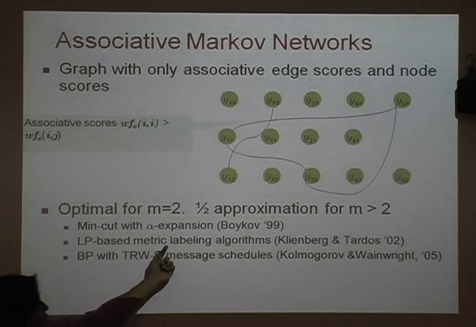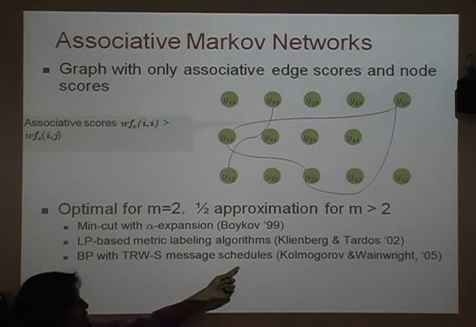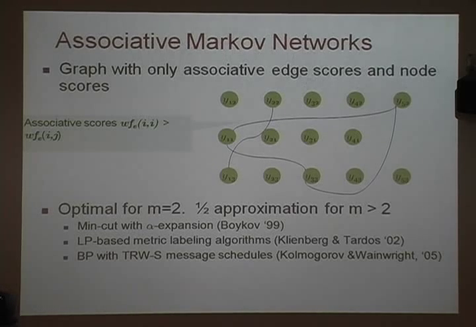Then there was this very nice piece of work in 2005 by Kolmogorov and Wainwright, where they showed that even the vanilla belief propagation algorithm, which normally gives you no guarantees of optimality, will give you the exact solution provided you do message passing in a particular stylized way, like tree-based message passing, and you will get the optimal solution when you have to predict 2 labels. So we start from here.